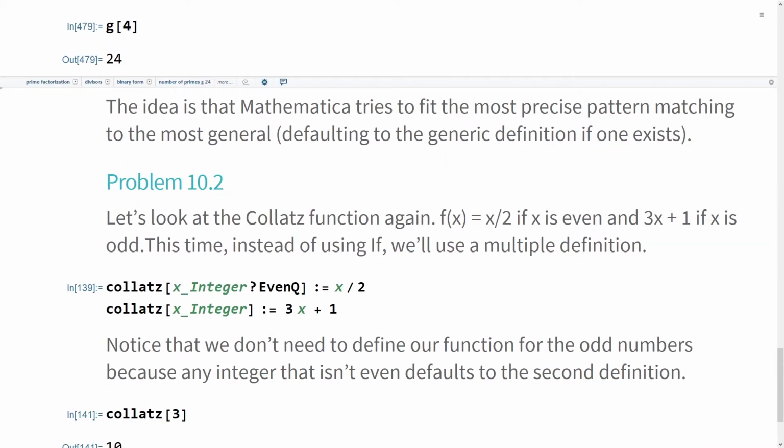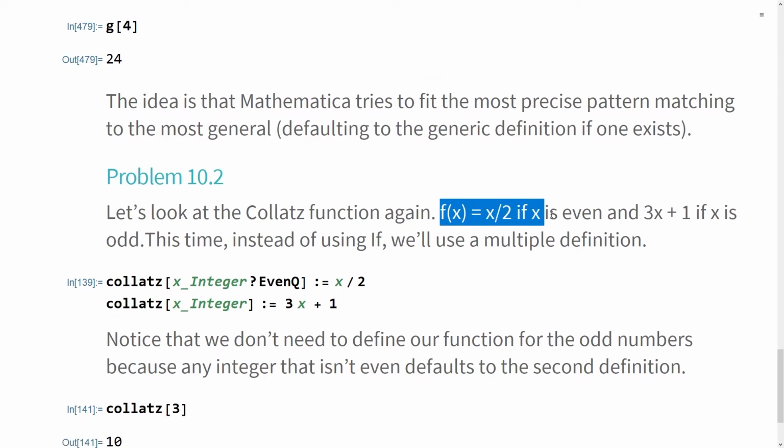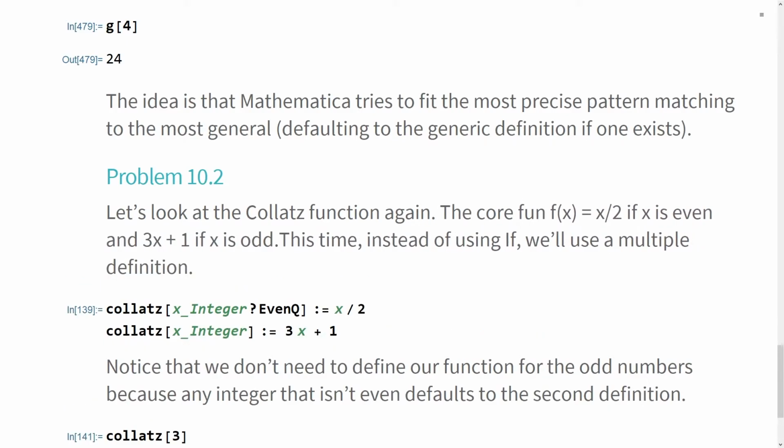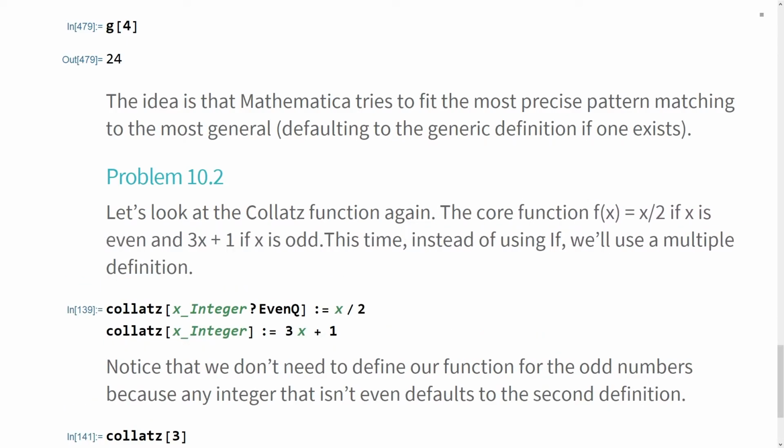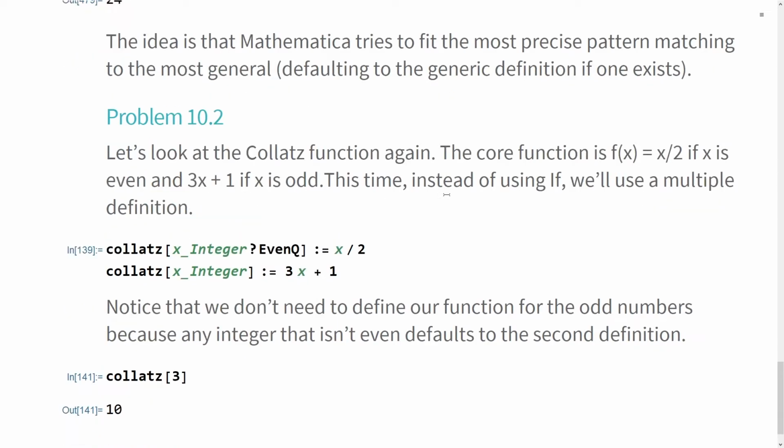So let's look at an example here. This is the core of a function called the Collatz function. The Collatz function is a function that counts how many iterations it takes for a number to get back to 1 by repeated application of the function f. So this is the core function. That is not the Collatz function, it's the function that's used to drive the Collatz function. So the core function is f of x is equal to x over 2 if x is even, and 3x plus 1 if x is odd. And so we're not going to use If to set this up, we're going to use multiple definitions instead.